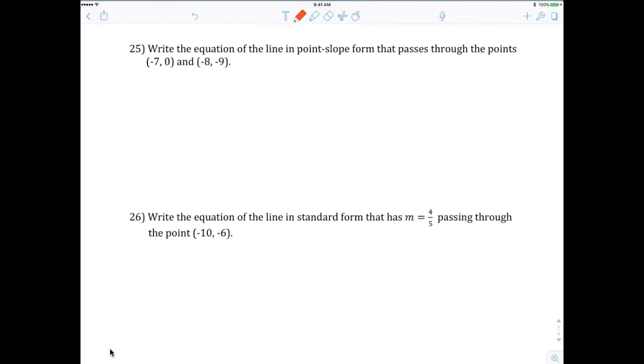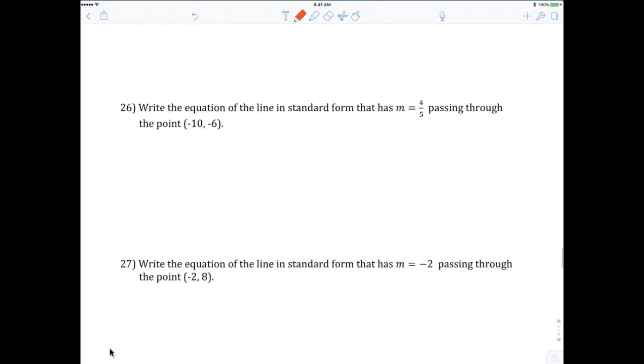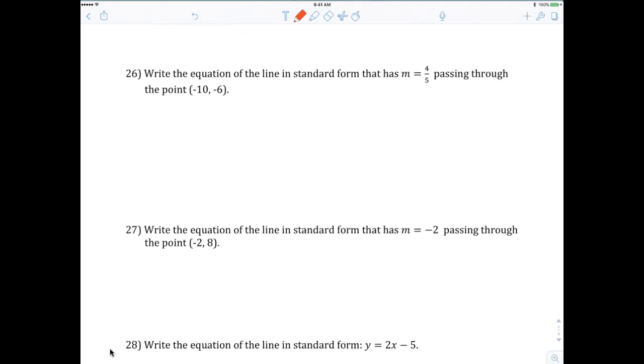25. Write the equation again in point slope. Let's skip that one. Write the equation in standard form. Let's go practice 26. Standard form. Somebody want to write the point slope form? Amelia, you write the point slope form for 26.